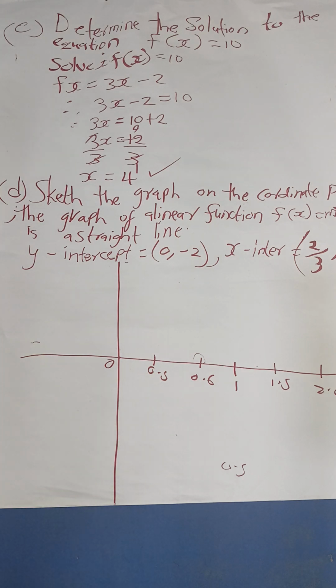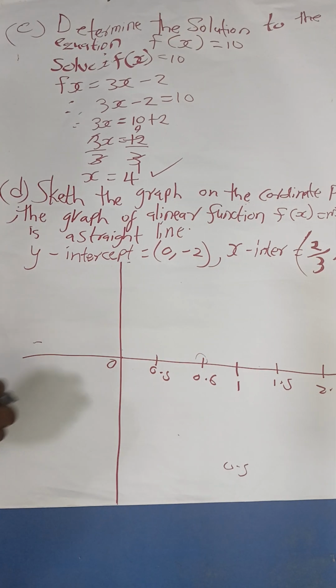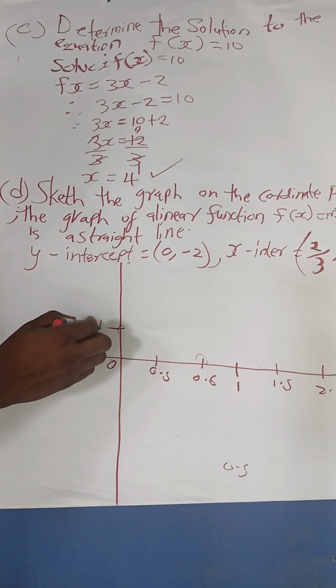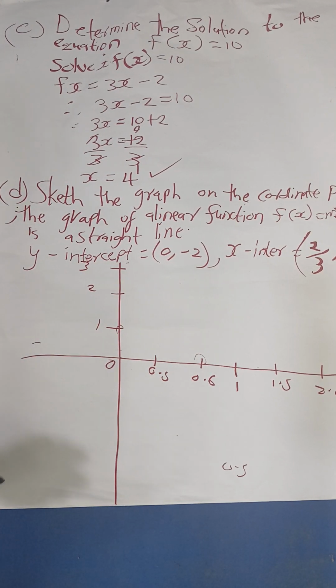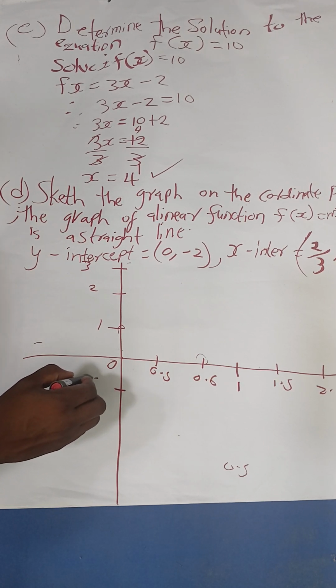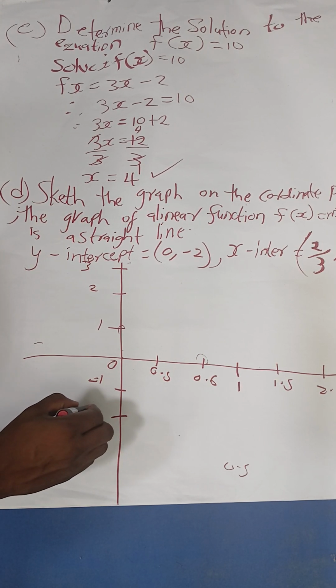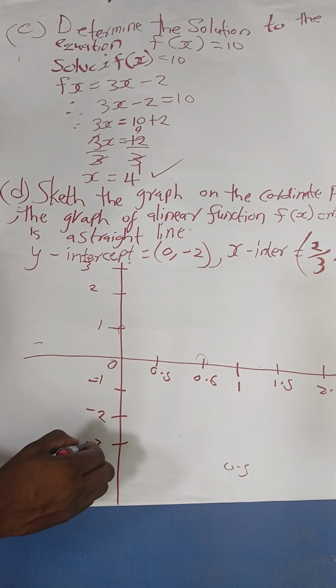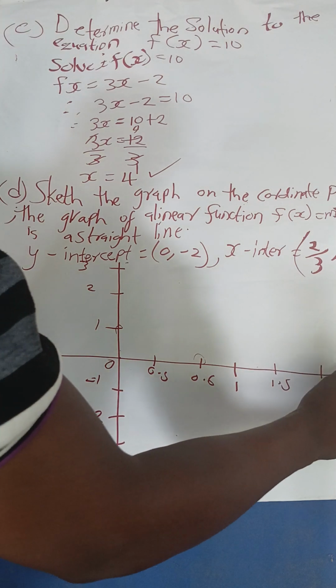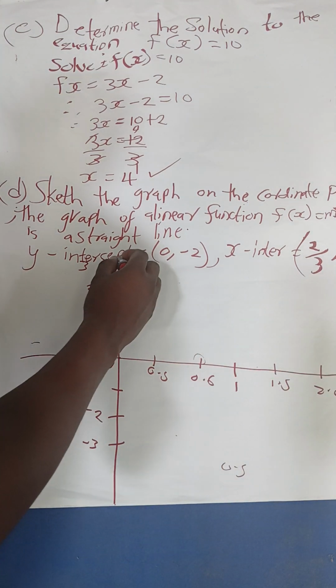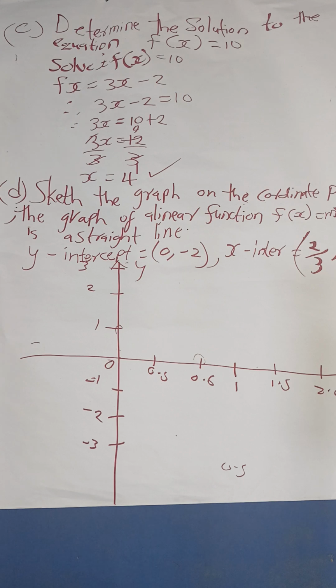On the y coordinate we'll have a difference of just 1. So here it will be 1, here 2, here 3. Then we go downward: -1, then -2, -3. Good. So that is our coordinate plane. Now let us start to plot. This is our x, and this is our y.